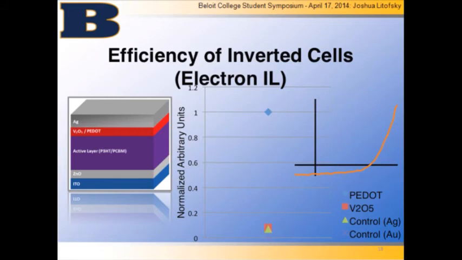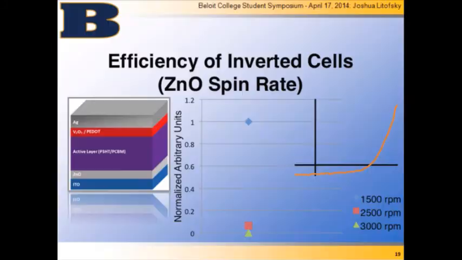Then looking at the zinc oxide spin rate, so the thickness of this electron transport layer, we see that 1500 RPM does the best. That's about 100 nanometers, and then 2500 and 3000 RPM don't produce well enough to work. They're not thick enough to be able to act as a step down for this electron.